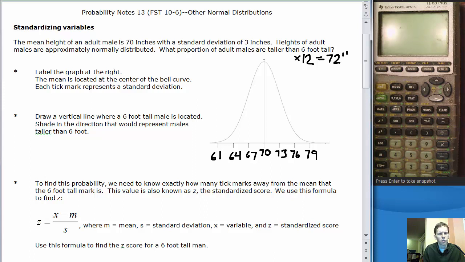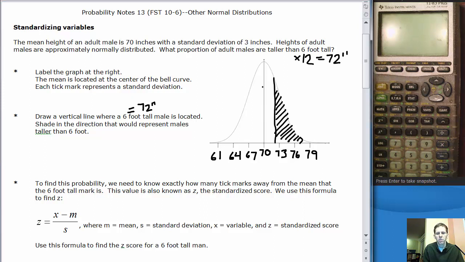We're next going to draw a vertical line where a 6 foot tall male is located. Now we've said 6 foot tall is the same thing as 72 inches. And what we're going to do is draw a vertical line at 72 inches, about here, a little further than halfway between 72 and 73. And we're going to shade in the direction that would represent males taller than 6 feet, because that's what we're trying to find, the proportion of men that are in this region of our graph. So we're going to shade kind of in the greater than direction.